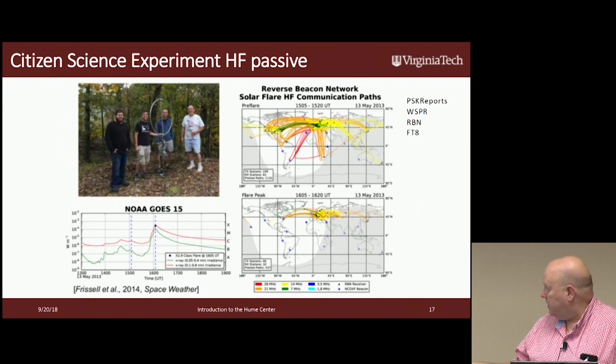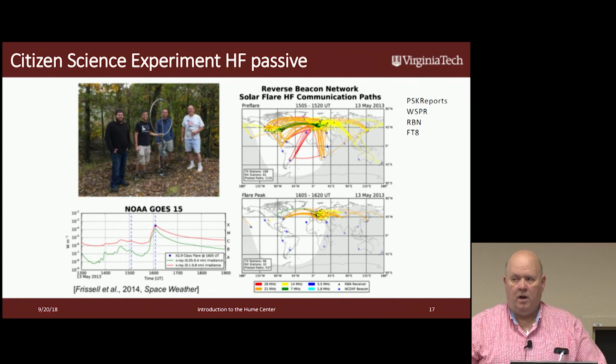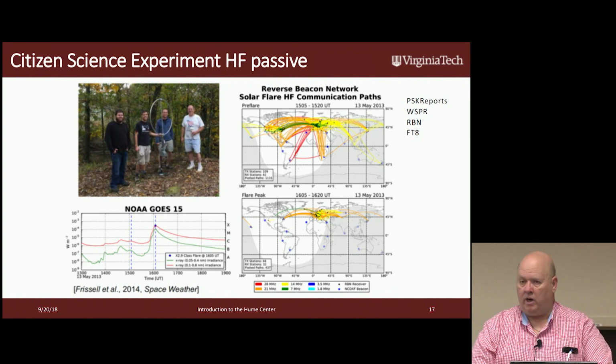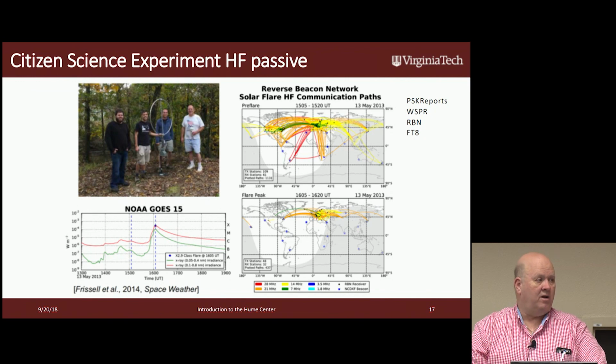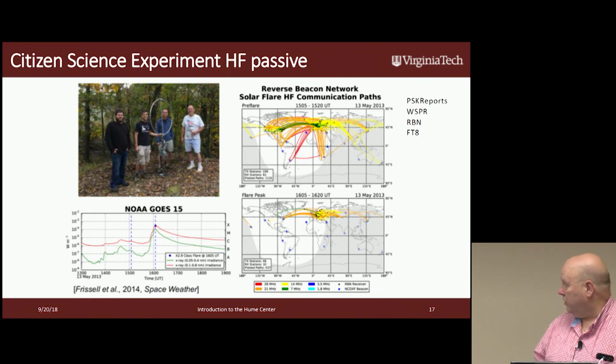Okay, so this is Nathaniel right there in the white shorts. And he has a citizen science experiment. This is HF and passive. Again, it wants to use simple hardware. We're going to try to use the Red Pitaya for several reasons, which I will go over.